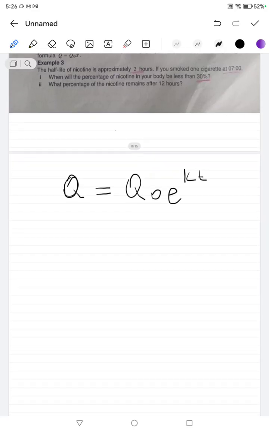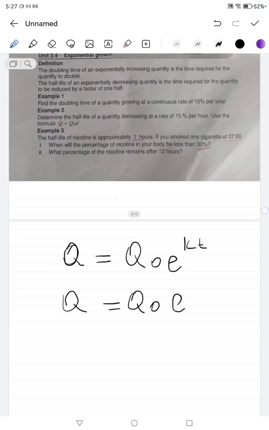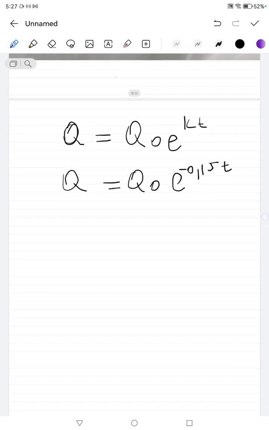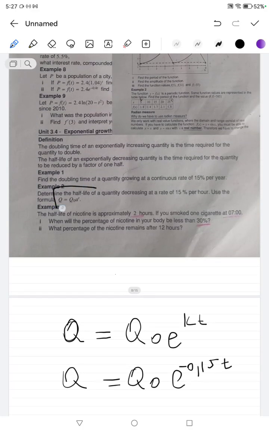Then now you know that, okay, this side, you said you're going to have your Q equals your Q0, then you have your E, then they said you're getting a decrease of 0.05%, so 15%, then you're going to have your 0.15, then you minus that, then you bring your T. Then from that, the only thing that we forgot to do is the half-life.